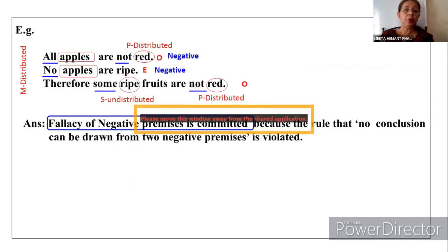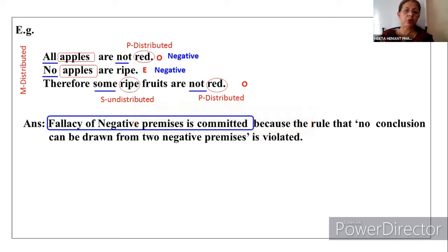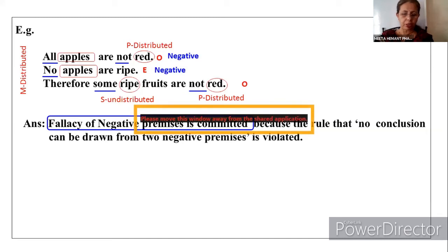Then since both the premises are negative, no conclusion can be drawn from them. This is the rule. But the conclusion has been drawn here. So which fallacy do you commit? The fallacy of negative premises, because the rule that no conclusion can be drawn from two negative premises is violated. Now in one argument there may be more than one fallacy, so you will have to check everything.